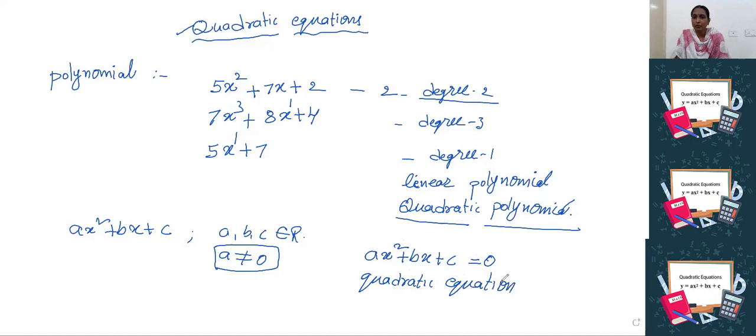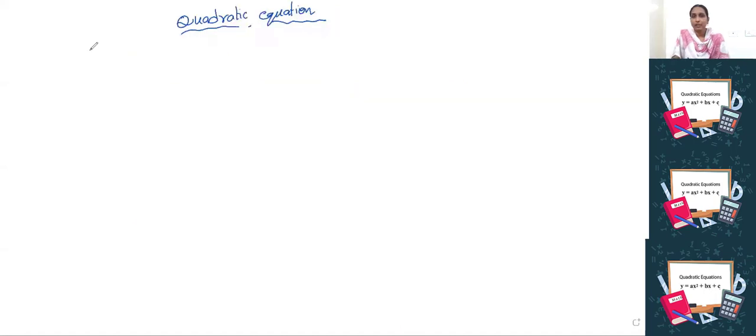What is the standard form of a quadratic equation? Ax square plus bx plus c equal to 0, where a, b, c belong to the real number set and a should not equal 0. So here the degree is 2, so the number of solutions for this equation is 2. So x can have 2 solutions. Ax square plus bx plus c equal to 0 is called a quadratic equation. It has 2 solutions. The variable x has 2 values.